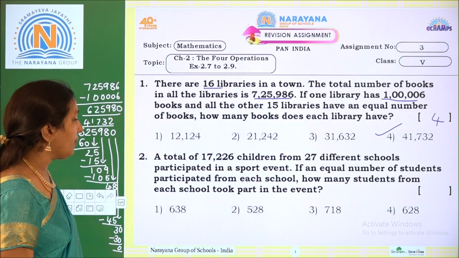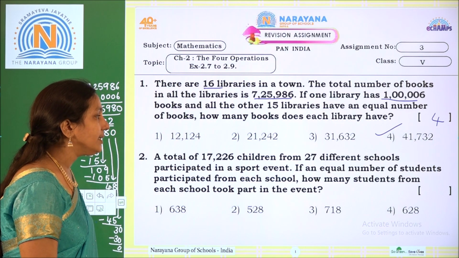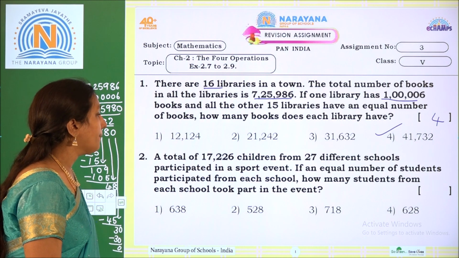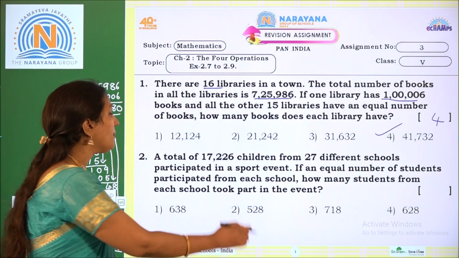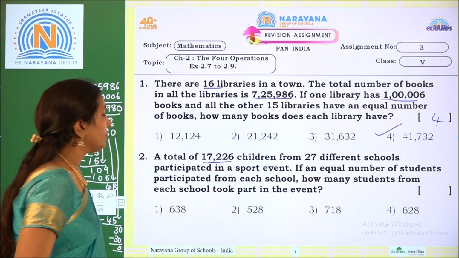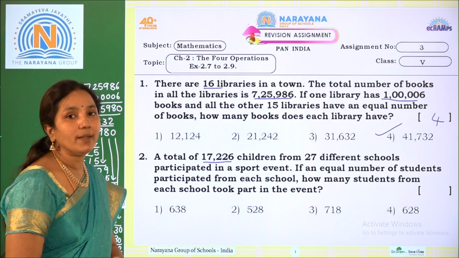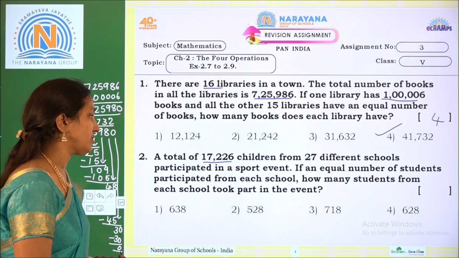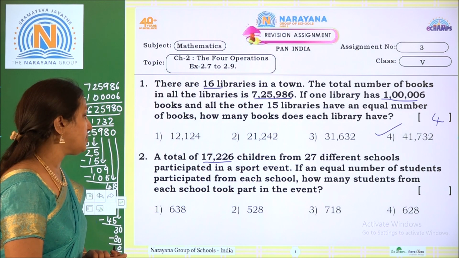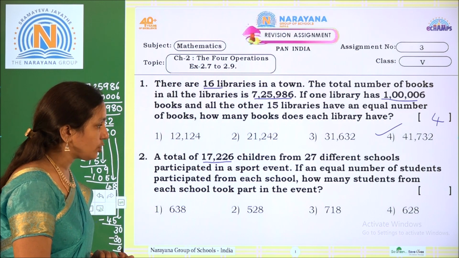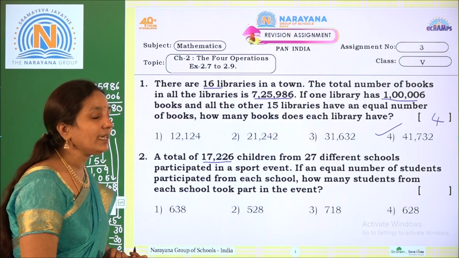A total of 70,226 children from 27 different schools participated in a sport event. So how many children participated? 70,226. From how many schools? 27 different schools. Now, if an equal number of students participated from each school, how many students from each school took part in the event?